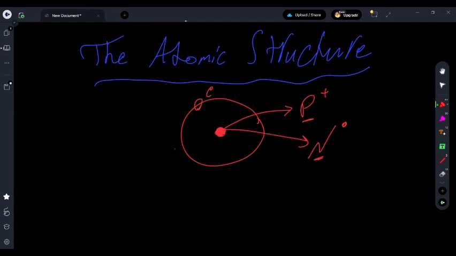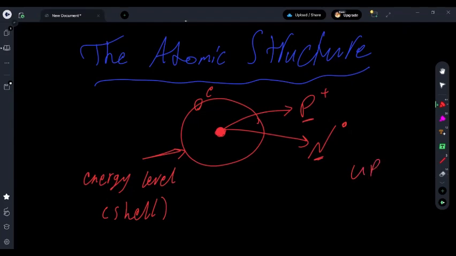Now, this circle here, we call it an energy level, or we call it a shell. The maximum number of levels outside the nucleus is up to 7 shells. It couldn't be more than 7 shells. It could be less than 7, could be 5, 6, whatever it was, but just not more than 7 shells. That's it. This is the atomic structure.